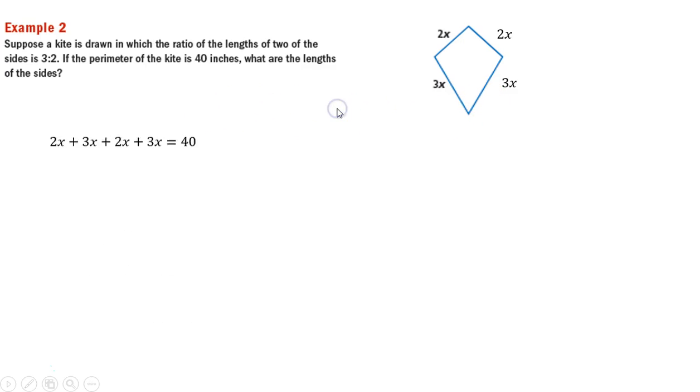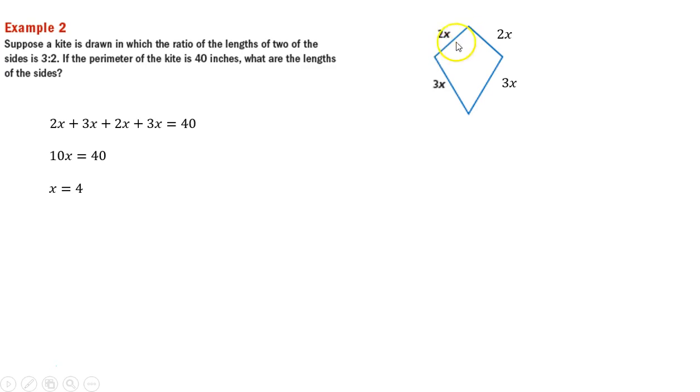So we're going to take those 4 side lengths, add them all together, 2x and 3x, 2x and 3x, and they add up to 40. And then we just have basic algebra, combine our like terms here. If we add all of those x's together, we get 10x, and that's equal to 40. So therefore, x is equal to 4. That's not the length of any sides, that's just the value of x.